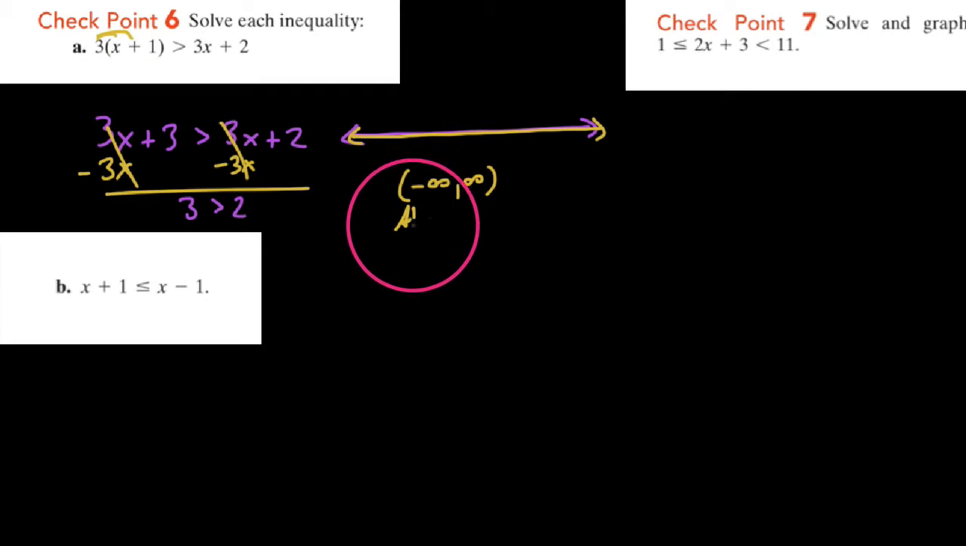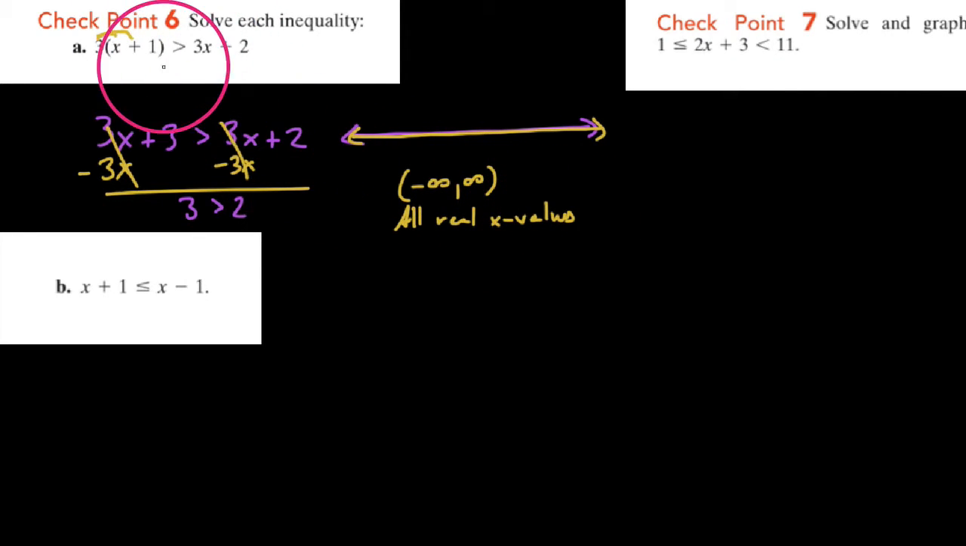And basically what this means is all real x values are going to cause this statement to be true in the first place. So you can look at this as, like when we solve equations, an identity. Okay, this is always true. Now, letter B here, you might kind of foreshadow what's going to happen. If this is an identity, then what's this going to be? Well, we say x plus 1 is less than or equal to x minus 1.